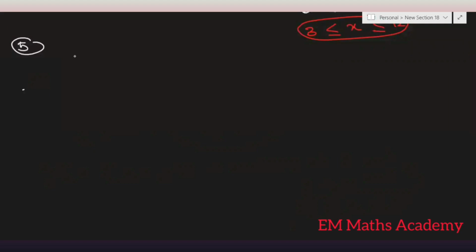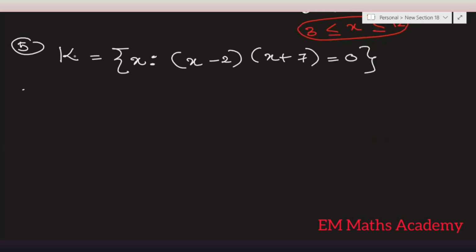Look at K. The set name is K. It is given X, where X is an element, like this: X minus 2, X plus 7 equals 0. Write the elements in the listing elements method. You don't need to write the descriptive method. What are the elements included? Special grade 11 students can do it. What is the answer? What are the elements? Yes, any of you?